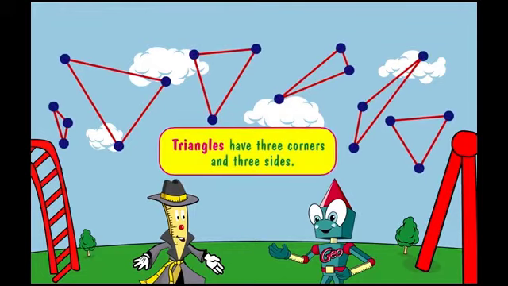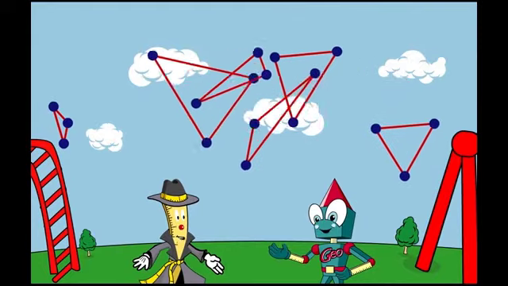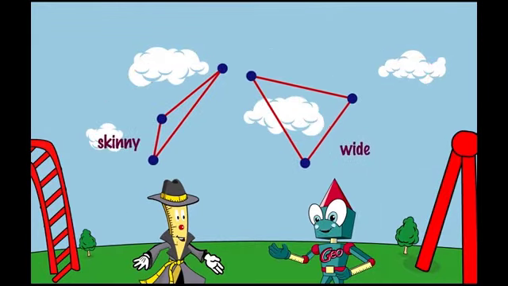Look at these triangles. We can describe them all by saying they have three corners and three sides. But some are skinny and some are wide. Now we're comparing, or telling how the shapes are alike and different. These triangles both have three corners and three sides, but one is skinny and one is wide.